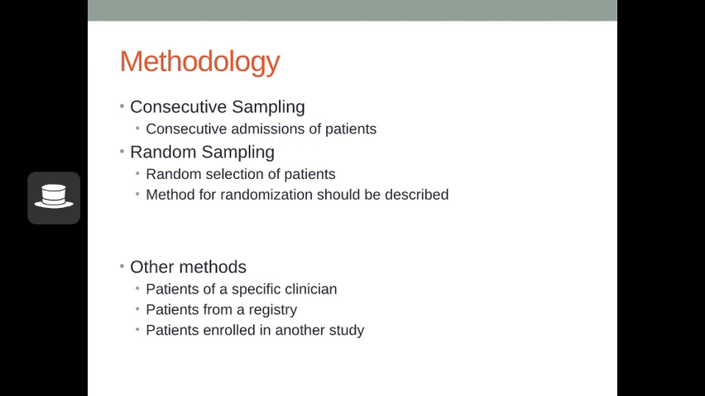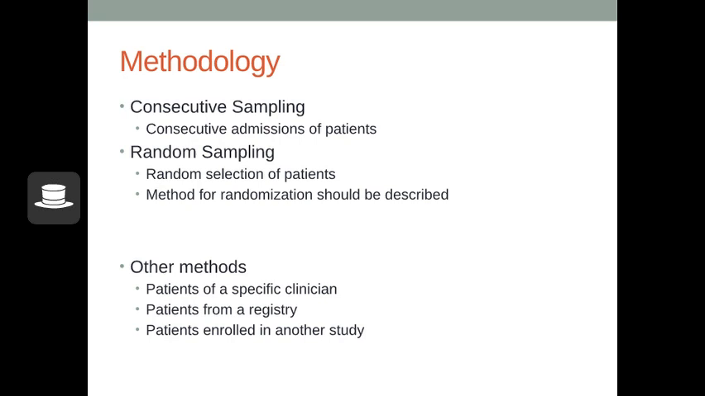The second is random sampling, and that would be taking some random selection of patients who are presenting or possibly presenting with the condition. If they use random sampling, the method for the randomization should be clearly described in the methods. By using one of these two sampling methods, you really minimize the selection bias in the study.